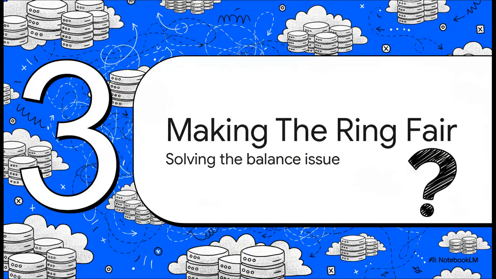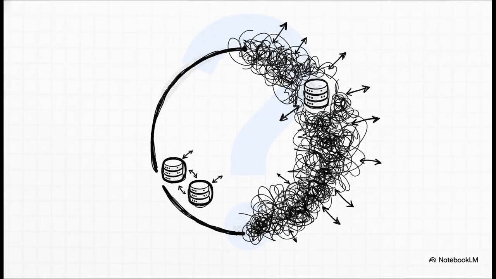Okay, that sounds great, right? But there's a potential flaw in this elegant system. Hashing is random. So what happens if our servers don't spread out evenly on the ring? Exactly. You could get really unlucky. What if server A and B land right next to each other, but server C is way over on the other side of the ring?